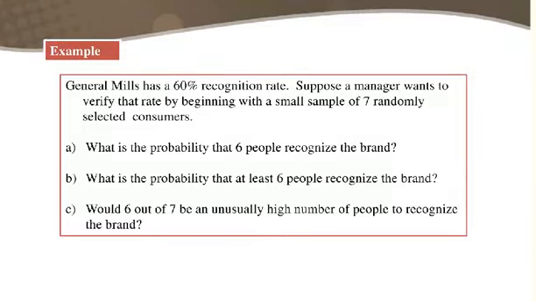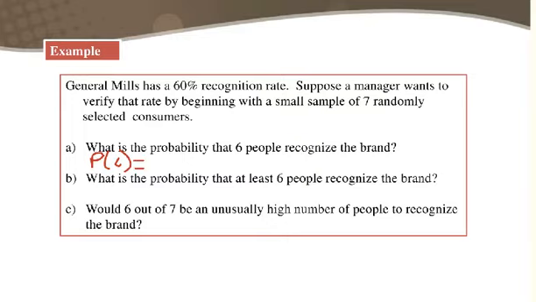General Mills has a 60% recognition rate. That is to say that 60% of the population would recognize the brand name General Mills. Suppose a manager wants to verify that rate by beginning with a small sample of 7 randomly selected consumers. What is the probability that 6 people recognize the brand? Well, that is the probability that 6 people would recognize the brand.